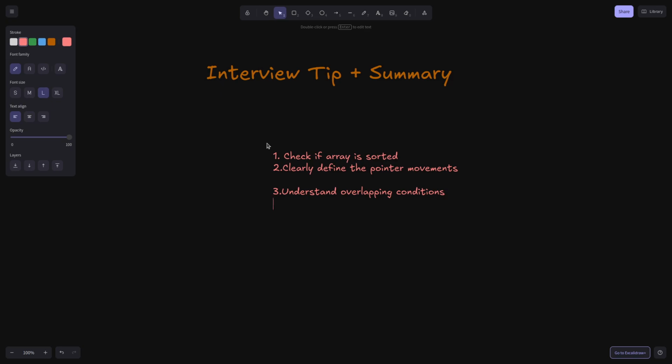As shown in the example, whenever the sum is equal to the target, we have to stop checking. Or whenever the left is greater than the right, in case of palindrome, we have to stop. So we have to understand and clearly define what the overlapping conditions are. These are a few tips you should remember when applying two pointers algorithms. And just remember, brute force means checking each and every pair. Two pointers move smartly.